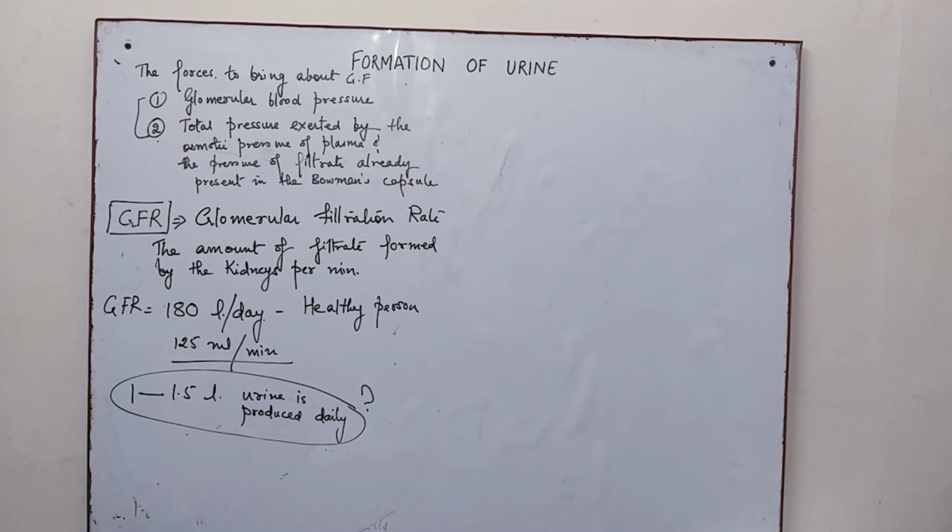Now, this glomerular filtration rate is an important criterion by which we can judge the efficiency of the kidney. And according to Ludwig, a scientist, there are various factors that affect the GFR or the glomerular filtration rate. In the next video, we'll be discussing the GFR and its regulation.